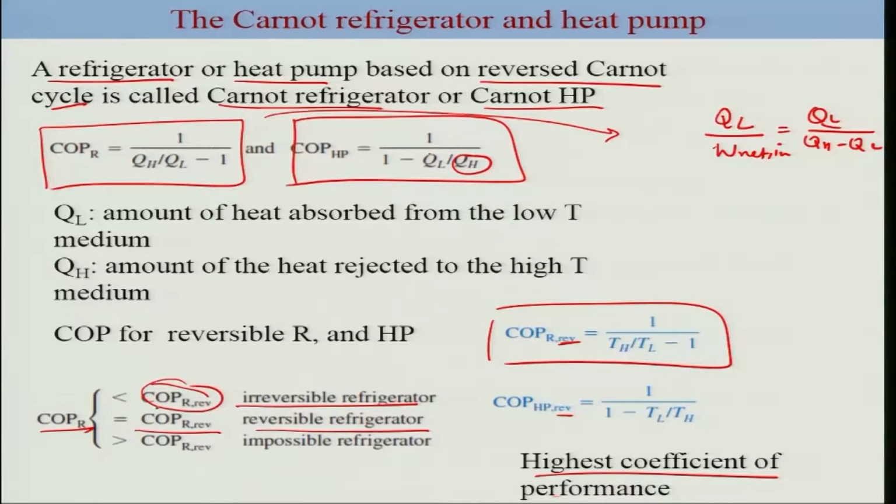For the case of an irreversible refrigerator, this will be greater than the COP_R of the irreversible refrigerator. And this would be the case for an impossible refrigerator, because you cannot have a coefficient of performance of a refrigerator greater than the coefficient of performance of a reversible refrigerator. So this cannot occur. This is a simple understanding: any process based on the reversible Carnot cycle has the highest thermal efficiency for a heat engine, or the highest coefficient of performance for a refrigerator and heat pump.